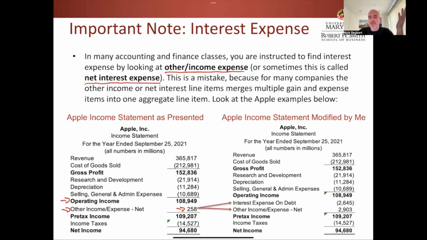And you get a totally different picture, right? Because you can see Apple did pay interest. They paid 2.6 billion in interest, which is what I had on the prior slide. It was just masked by this other income and expense that was even higher than that, of 2.9 billion positive.